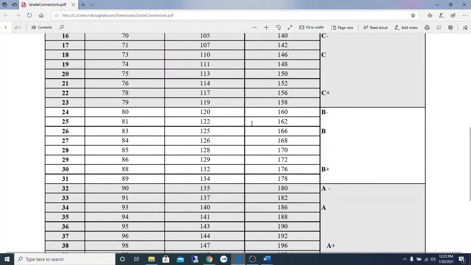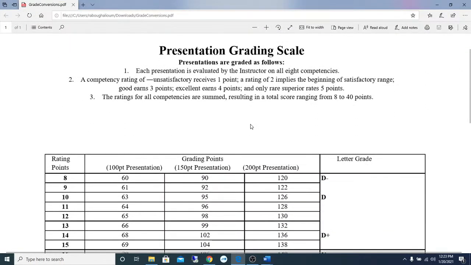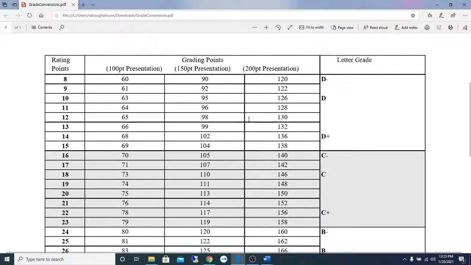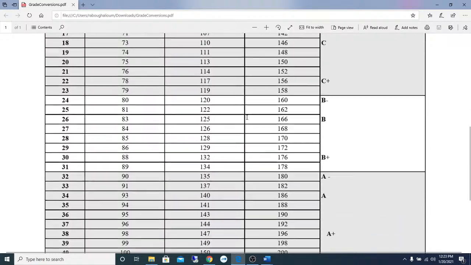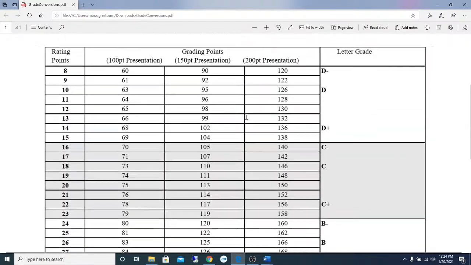Now for your presentations, for the way that things are graded: you have an informative speech, a visual aid speech, your fishbowl, and your symposium. Those are the main presentations that you're giving. The first two are worth 100 points, the fishbowl is worth 150, and the symposium is worth 200 points. They're all graded on this 40-point rubric. The 8 competencies are each worth 5 points, so that's 40 points total.